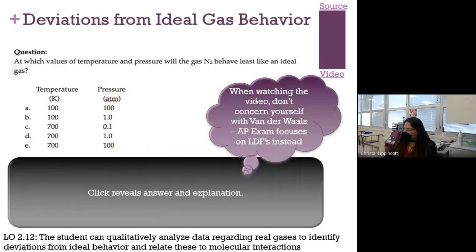Okay. Deviations from ideal behavior. At which value of temperature and pressure will the gas N2 behave least ideally?